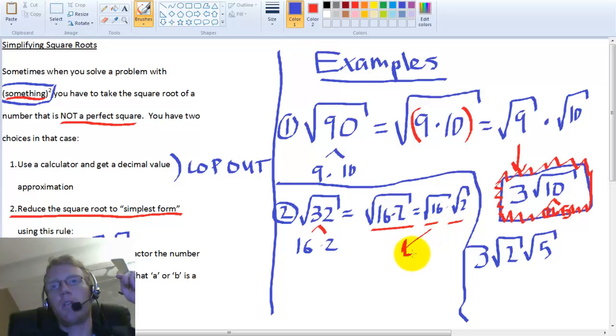And now this part we can solve. The square root of 16 is 4. The square root of 2 can't be simplified, so we leave that as a square root of 2. And we write the answer as 4 root 2.